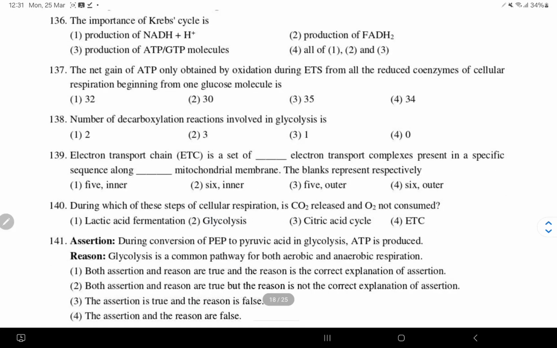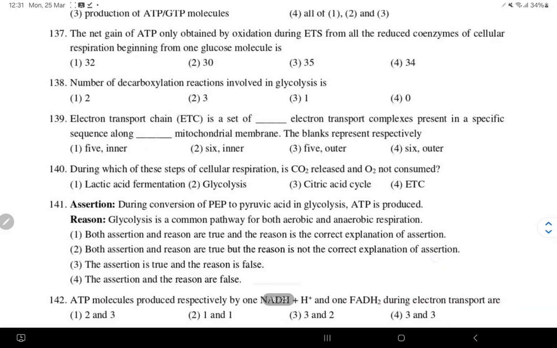Option 4. The net gain of ATP obtained by the oxidation during ETS from all the reduced coenzymes of cellular respiration from 1 glucose molecule is 34, because we are removing the 2 ATP from glycolysis and 2 GTP from Krebs cycle. So finally it will be 34 only from coenzymes.